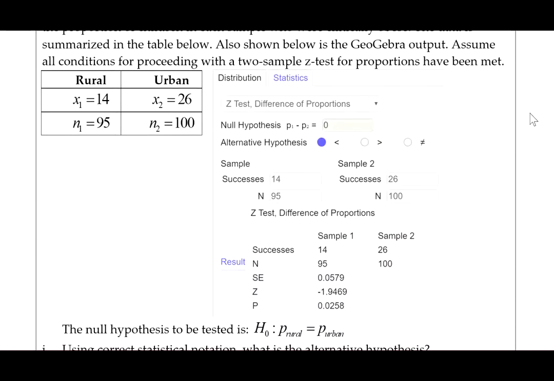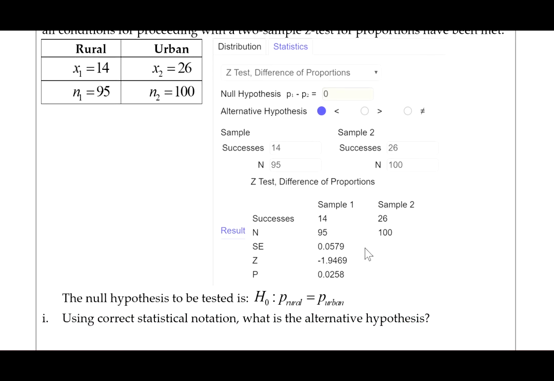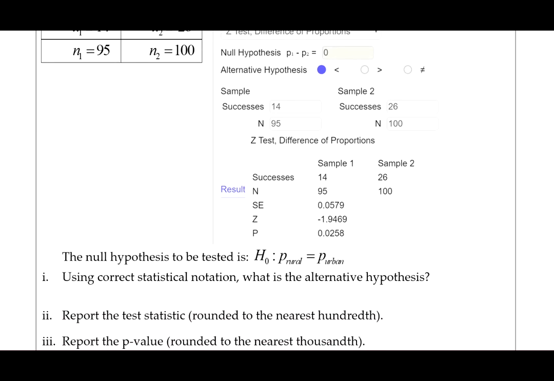Here is the GeoGebra output. You can see that we're using a z-test for the difference of proportions, and we've entered in the number of successes, which in this case means clinically obese, in each of the samples, and the sample sizes. The output summarizes the data and then gives us the test statistic, which is the z, and the p-value, which is labeled p. This question says that the null hypothesis to be tested is H0: P sub rural equals P sub urban. In other words, that the two proportions are the same.